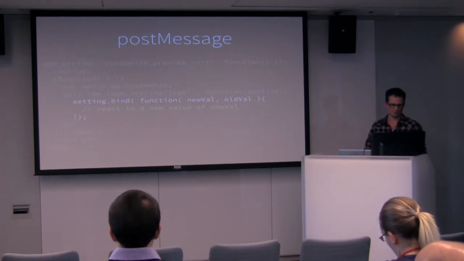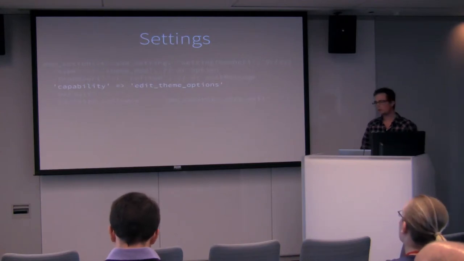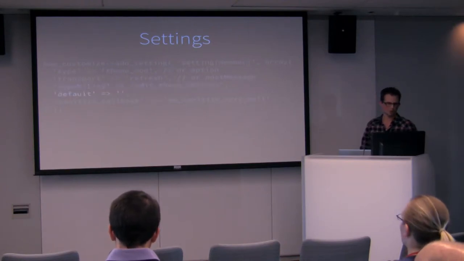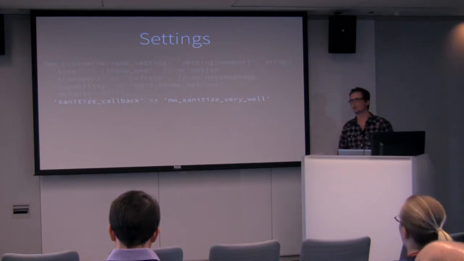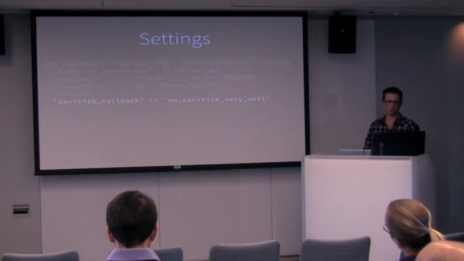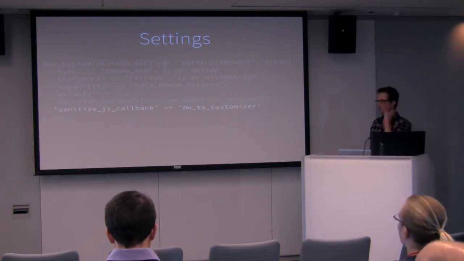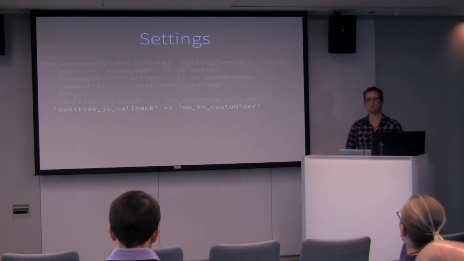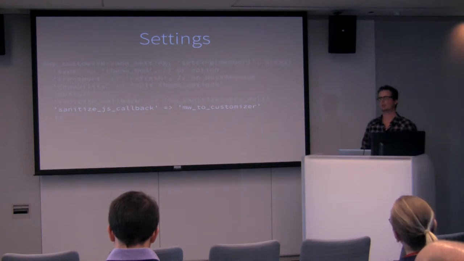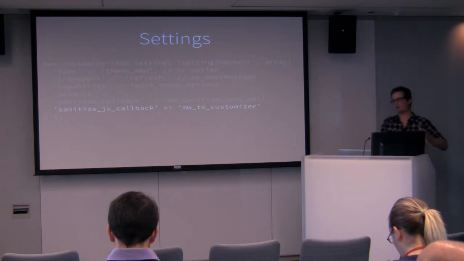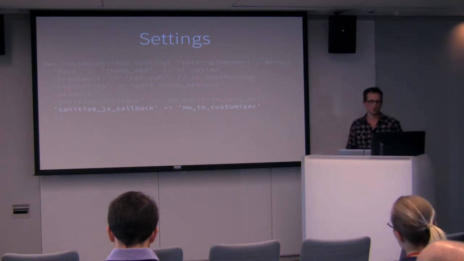We haven't gotten into the good stuff yet. So, capability: what user capability in WordPress does a user need to have in order to interact with the setting? Then a default value. Of course, we all sanitize all the values going into our database, so this is called before you save. There's also this sanitize_js_callback, which is really badly named and should actually be called something like toJSON. It lets you make any modifications to the value before it comes into the customizer as a JavaScript value.